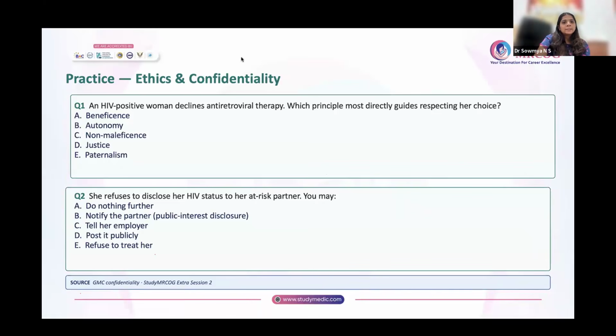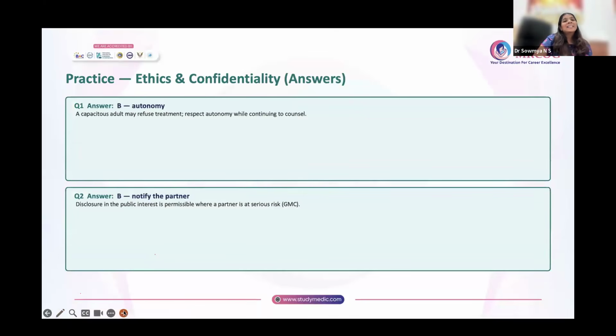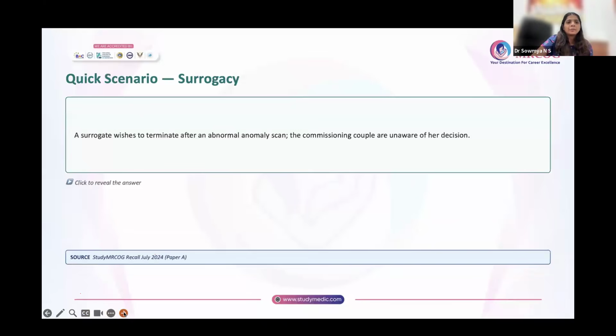An HIV-positive woman declines antiretroviral therapy. Which principle most directly guides respecting her choice? So this is autonomy. She refused to disclose her HIV status to her partner at risk. Obviously, you have to notify the partner. I think the same thing which we discussed before. She can decline because it's for her, but for the baby, once born, she cannot refuse. And for the partner, you cannot put them at risk, so you have to notify the partner.